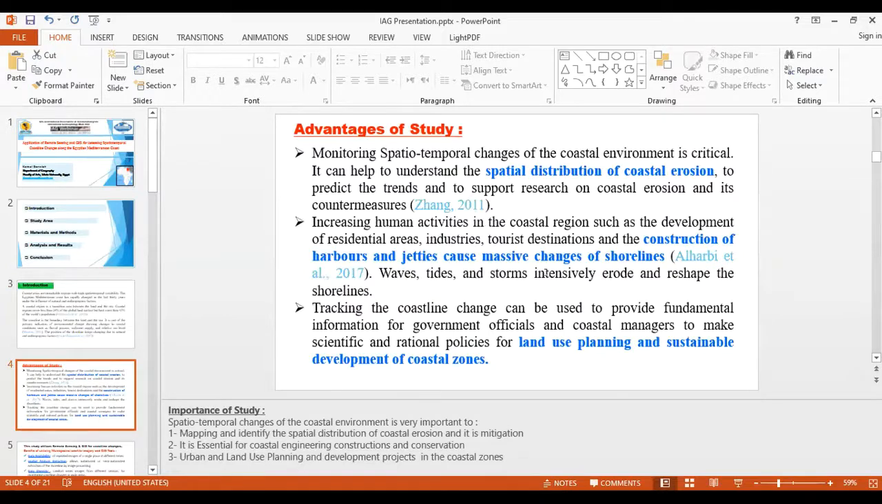The advantages of this study. Kamal, please, can you put it in full screen mode? Excuse me? Full screen, doctor. Can you put it in full screen? Full screen.